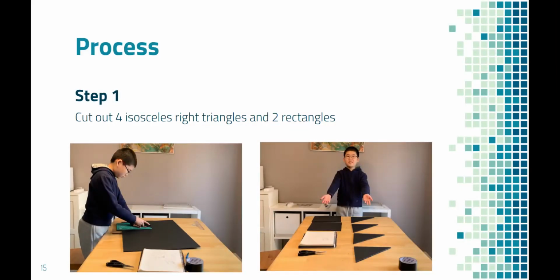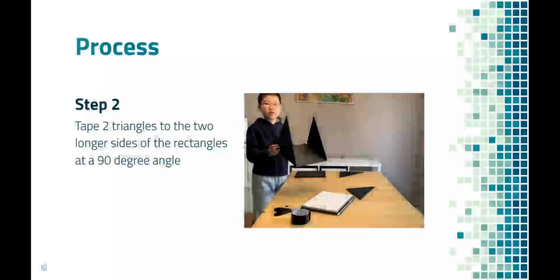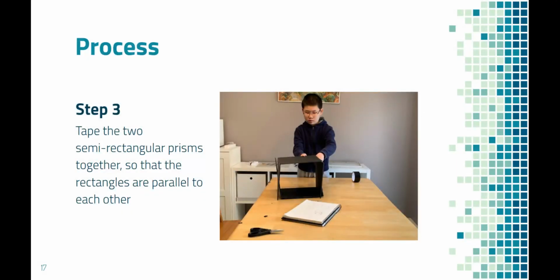The first step is to cut out the 4 triangles and 2 rectangles with foam board. Again, the dimensions are 24.75 centimeters leg length for the triangles and 24.75 centimeters by 28 centimeters for the rectangles. The second step is to tape 2 triangles to the 2 longer sides of the rectangles at a 90-degree angle, as shown in the photo. This step is repeated 2 times. The third step is to tape the 2 figures together. Pay special attention to the direction of the rectangles, being parallel to each other, not complementary.